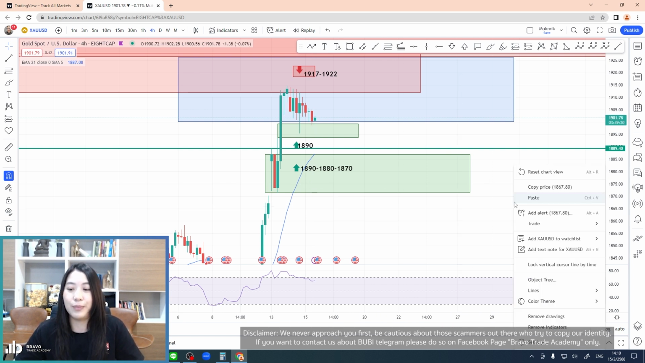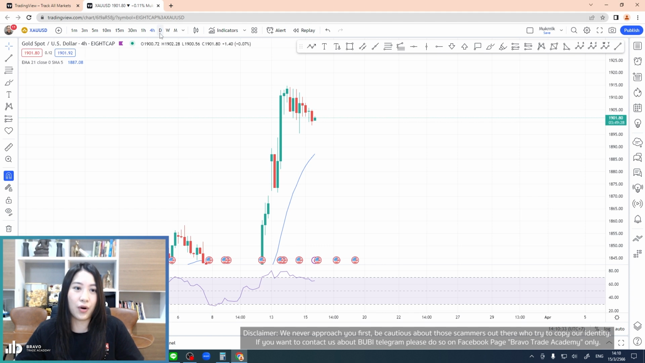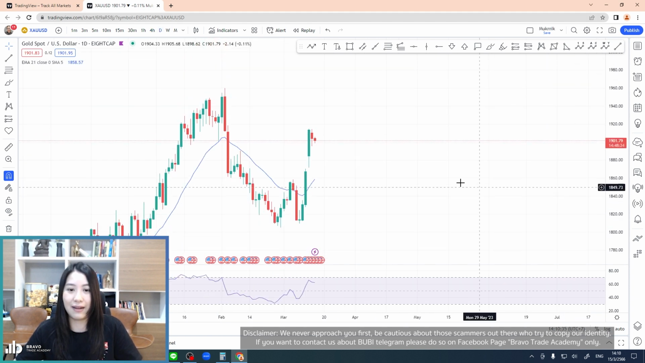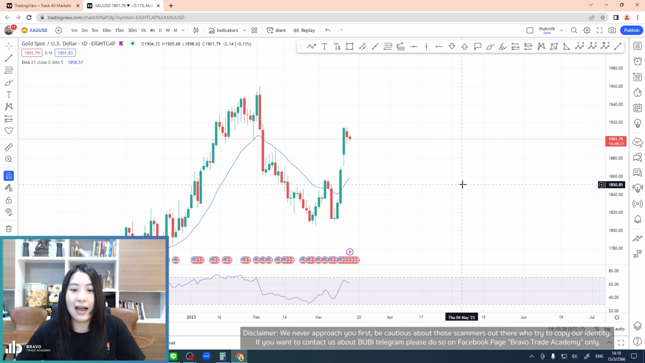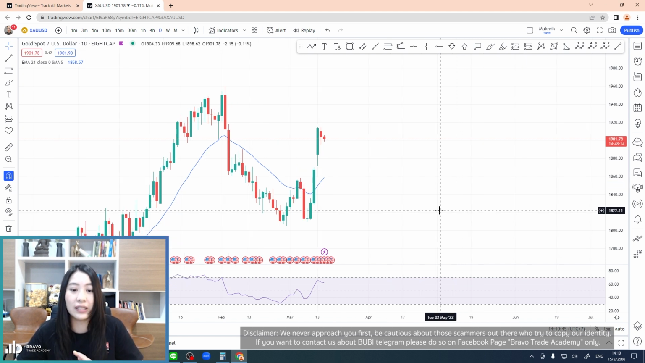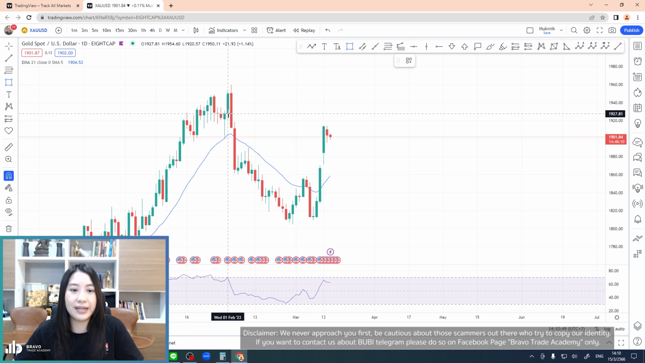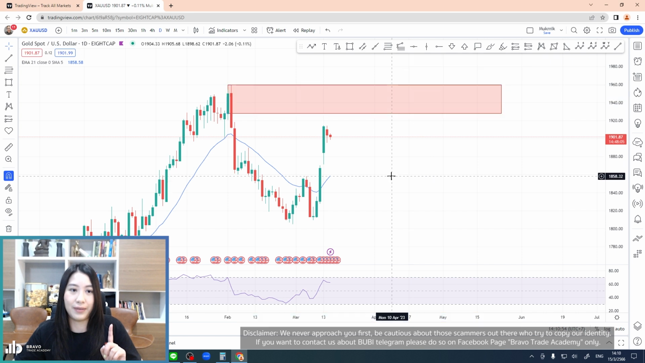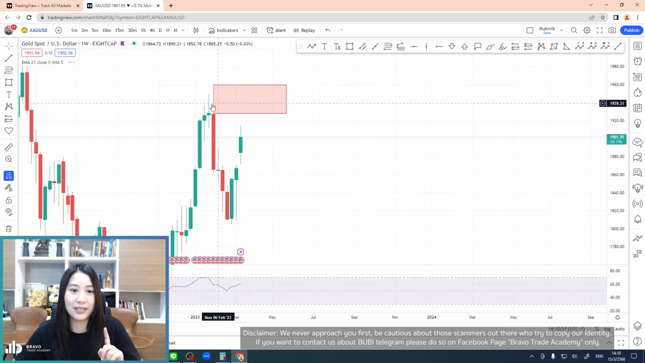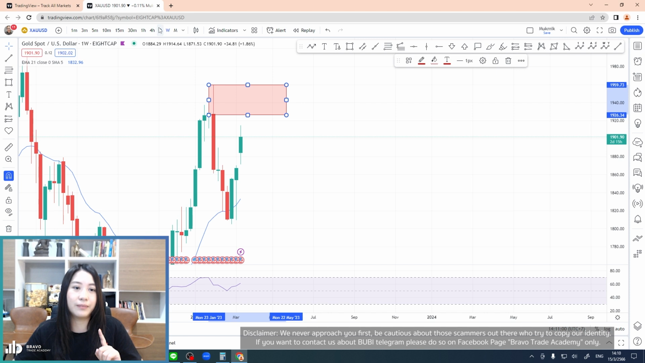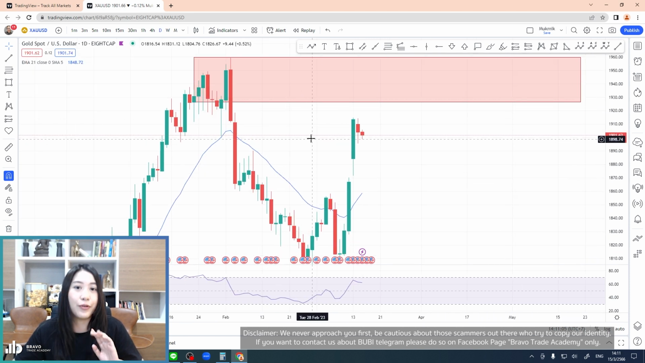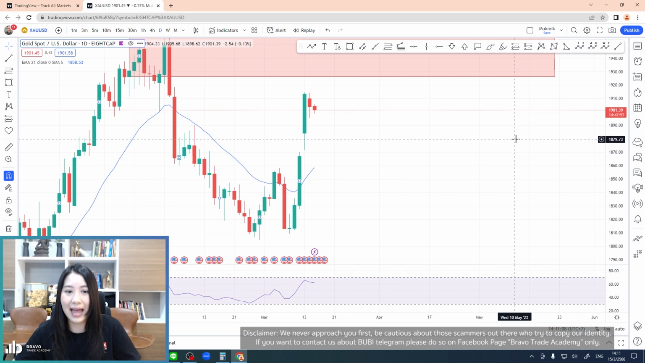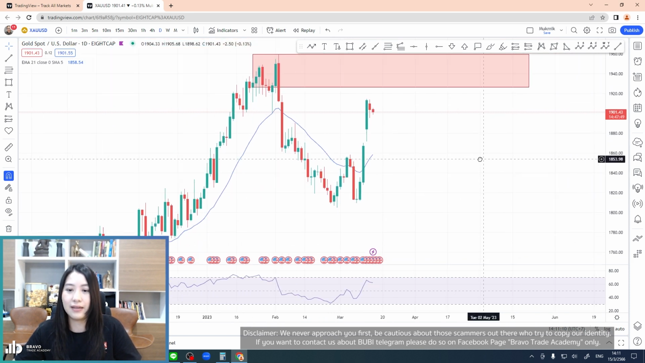So let's remove all the drawings and go through the daily time frame together. In the daily time frame, the price has now turned itself into an uptrend already. So be careful on selling, but we are now at our supply zone in the weekly time frame, if you remember. So we have the supply zone from the weekly time frame here, and that's around the same region as the daily time frame. And what about the demand zone?